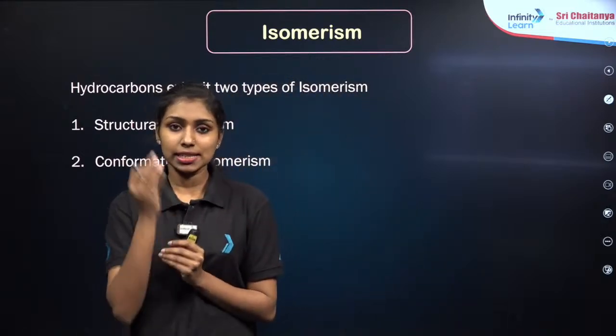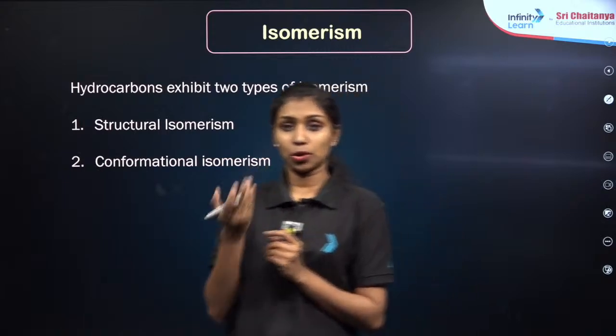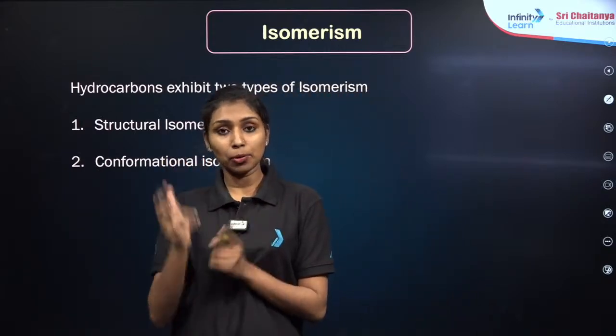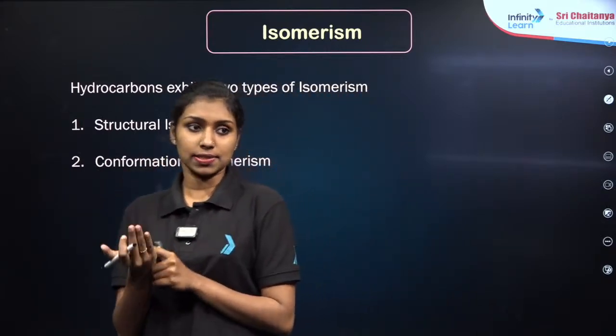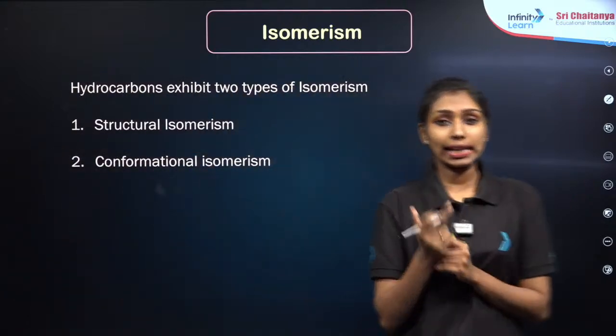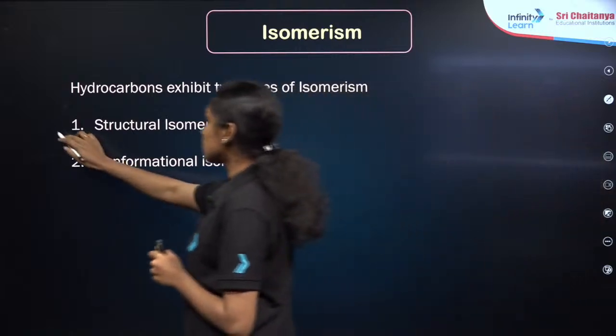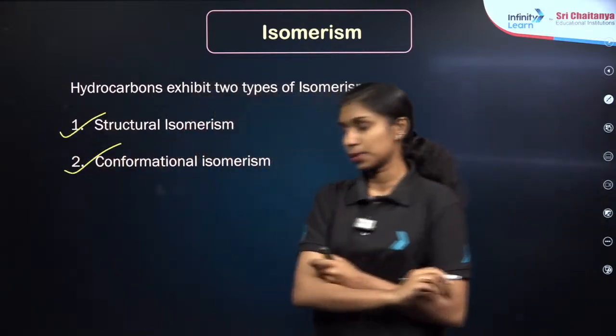Okay, isomerism means it is a type of combination, right? If you are taking any two compounds, they must have the same molecular formula but a difference in their structures or position of a functional group. So in case of alkenes, we will be discussing two types of isomerism. One is structural isomerism and the next one is conformational isomerism.